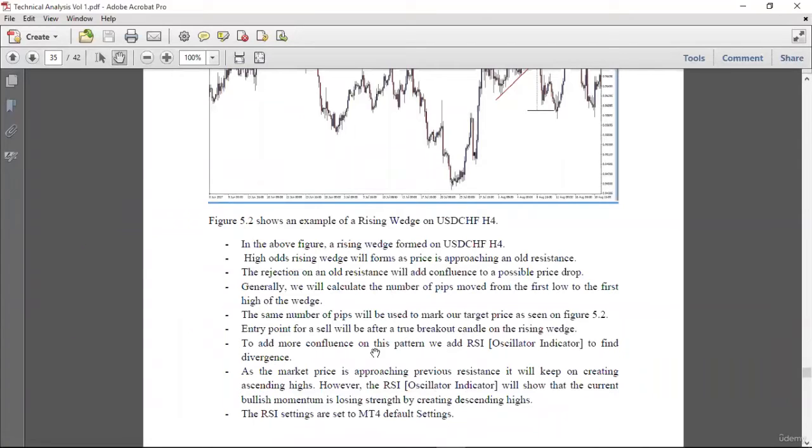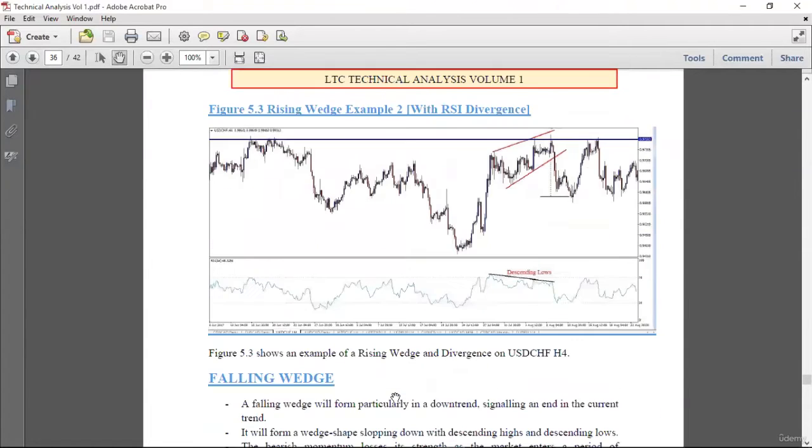To add more confluence on this pattern, we add RSI to find divergence. As the market price is approaching previous resistance, it will keep on creating ascending highs. However, the RSI will show that the current bullish momentum is losing strength by creating descending highs. The RSI settings are set to MT4 default settings. So this is our RSI, the relative strength index. It's under indicators, oscillator indicators.